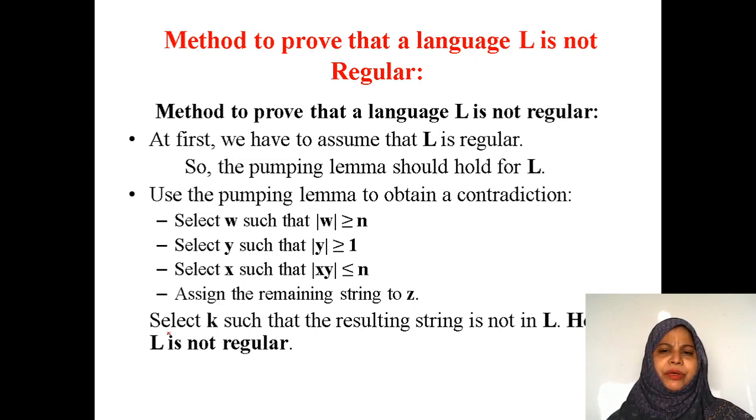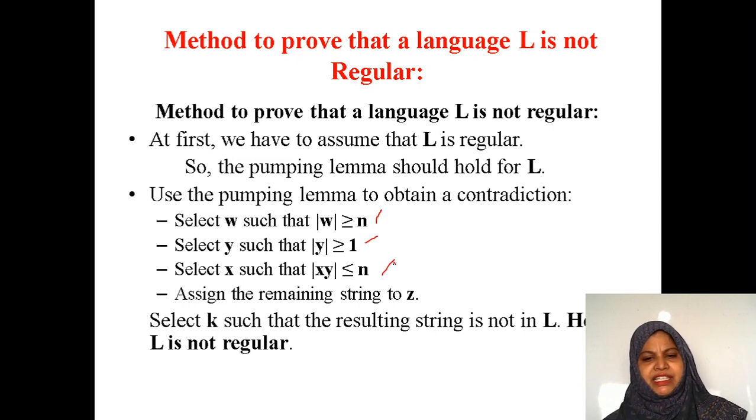So whenever we pump any symbol into the particular string, that string must belong to L only. Using the pumping lemma, we obtain a contradiction. Select w such that |w| is greater than or equal to n, select y such that |y| is greater than or equal to 1, and select x such that |xy| is less than or equal to n. We have to use these three properties. Assign the remaining string to z, then select k such that the resulting string is not in L, hence L is not regular. By using the pumping lemma we are checking whether the language is regular or not.